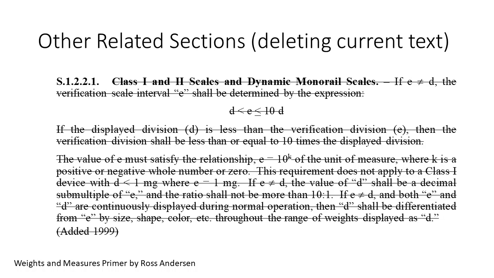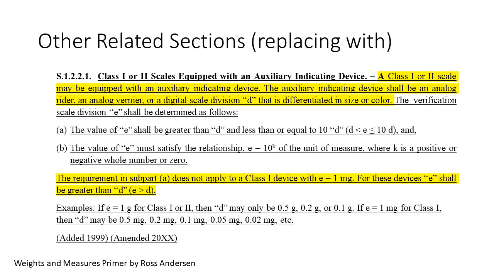In S1221, the changes are wholesale, rewriting the entire section. Here you see the original title and text is removed. The revised title now addresses the real purpose of the section, that is, to address Class 1 and 2 instruments with an auxiliary indicating device. This is a slight revision from the task group since dynamic monorails will be separated to another section.